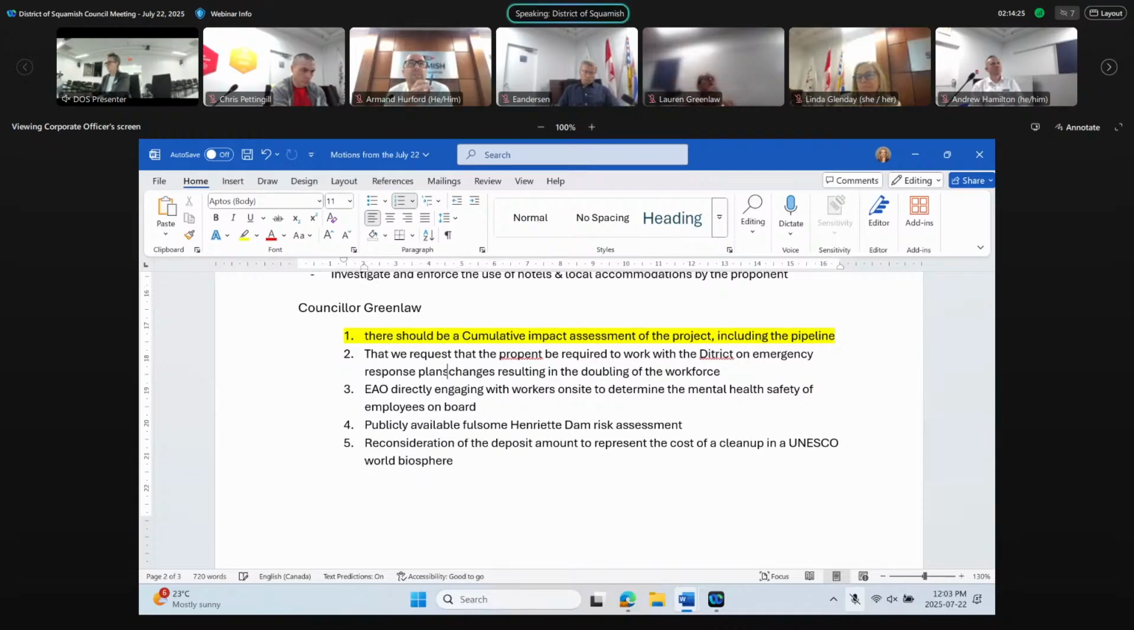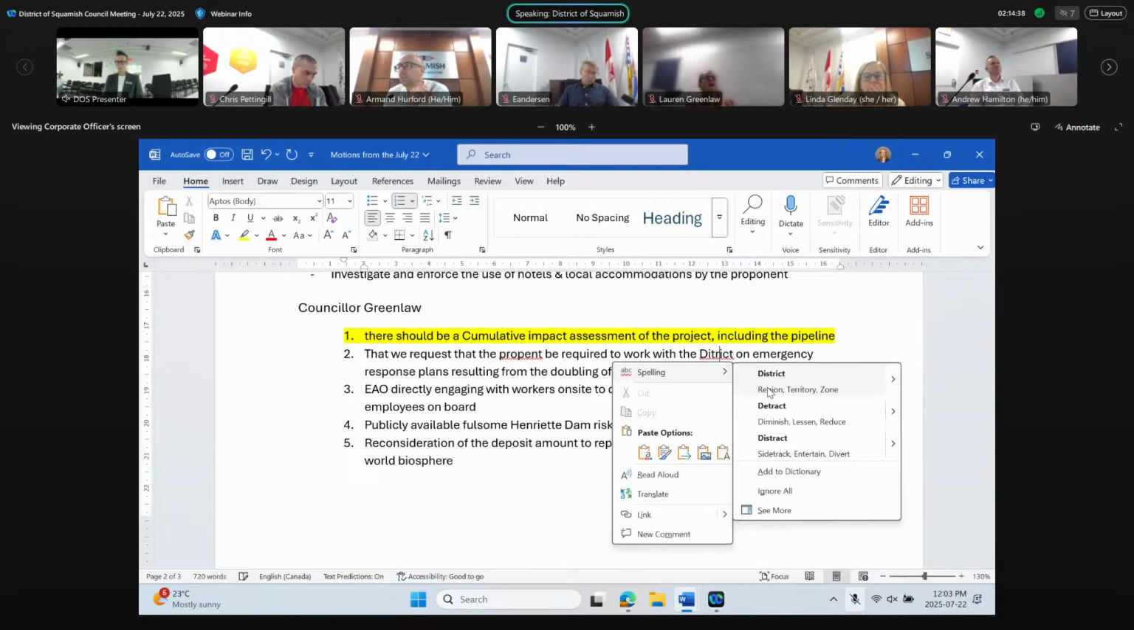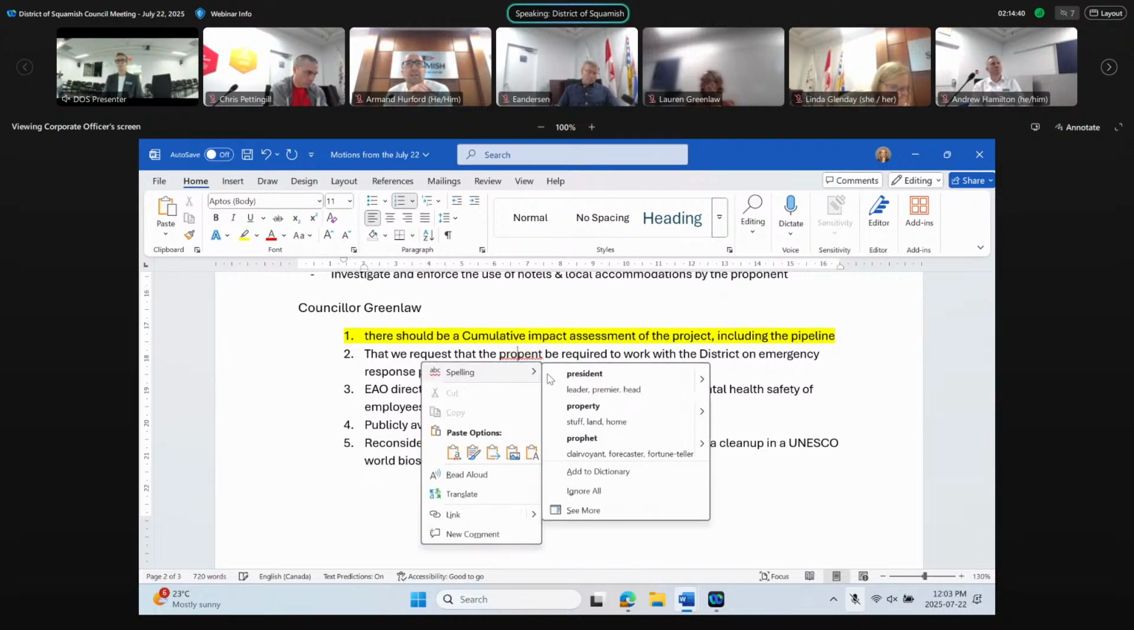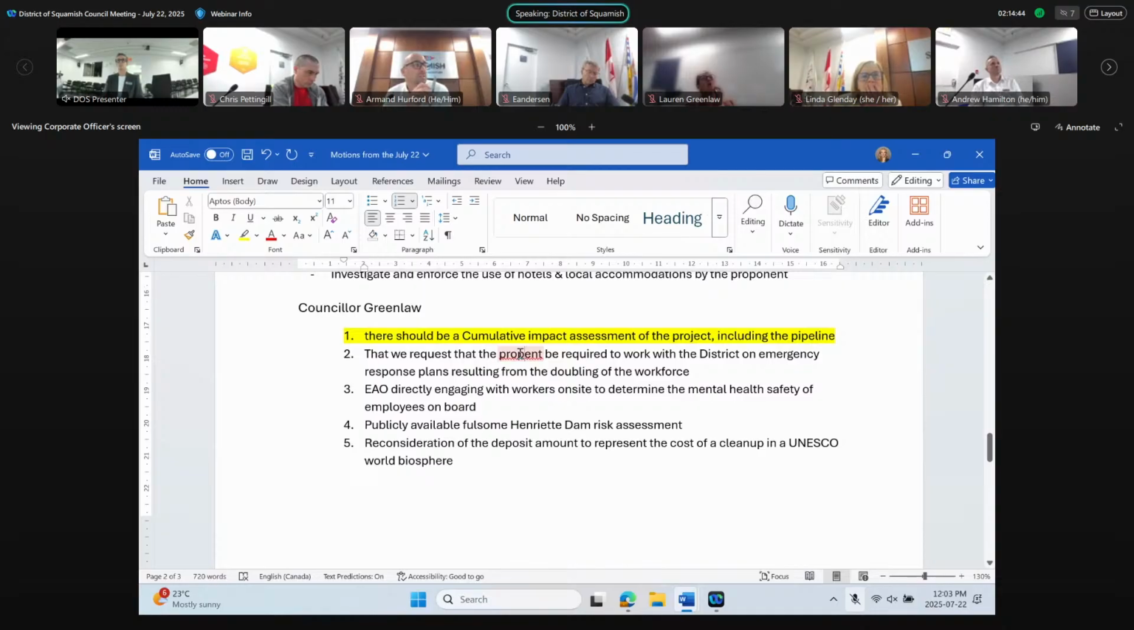Okay, is everyone okay with this piece? Okay, moving forward, this one: EA to directly engage with workers on site to determine mental health and safety of employees on board. I kind of like this. I think consulting with the employees on how effective things are makes sense. There was some of that in the application, but I think having the EA do that directly would be a good suggestion.